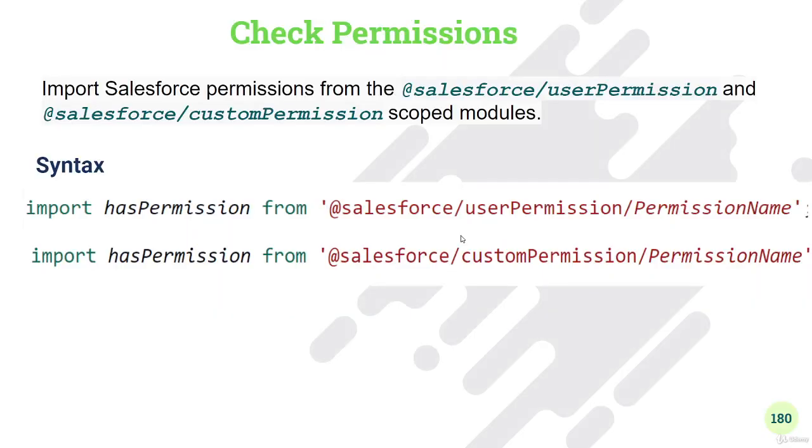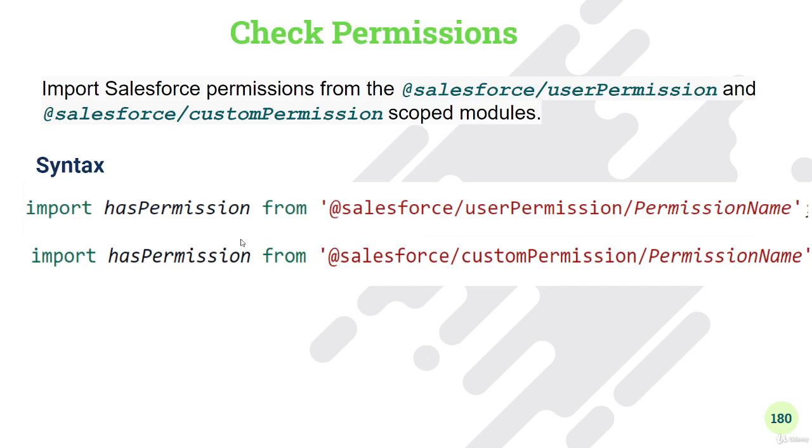In LWC, we can check two types of permission. First is user permission, second is custom permission. To check that, we need to import the scoped modules. For user permission, we import @salesforce/userPermission/permissionName. Similarly, for custom permission, the scoped module is @salesforce/customPermission/permissionName.